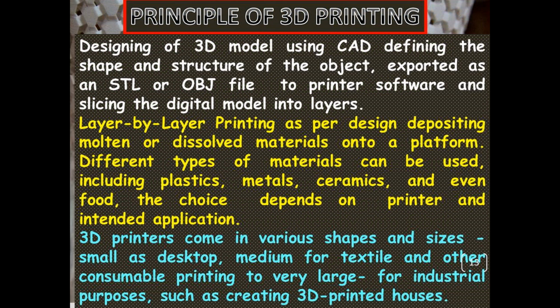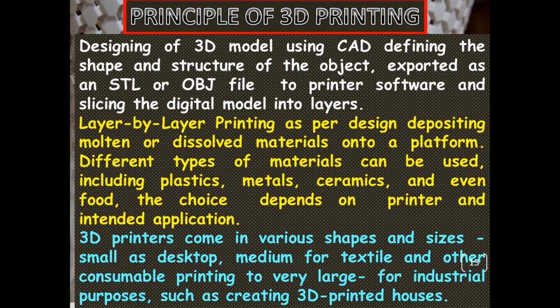Principle of 3D printing. First stage, designing a 3D model using CAD, defining the shape and structure of the object, exported as an STL or object file to the printer software, and slicing the digital model into layers. Next stage, layer by layer printing as per design, depositing molten or dissolved materials onto a platform. Different types of material can be used, including plastics, metals, ceramics, and even food. The choice depends on the printer and intended application.